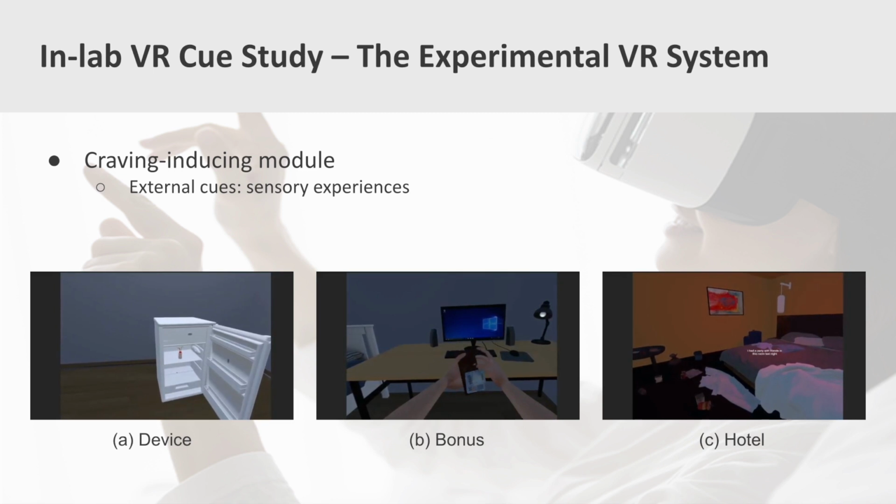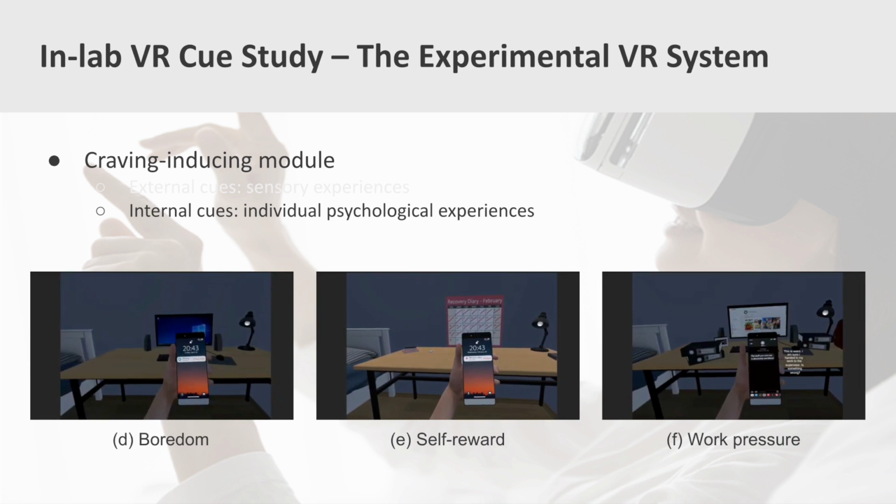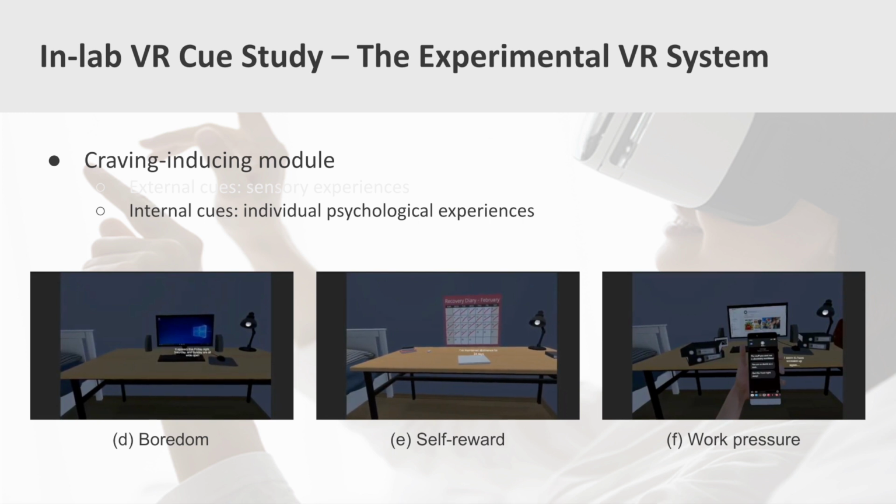We classified cues into two categories, including external and internal cues. External cues are related to sensory experiences, such as drug paraphernalia, getting unexpected cash bonuses, and being in a hotel room. And internal cues are based on individual psychological experiences, like feeling bored, seeking to reward themselves, and strongly negative moods. Each craving-inducing scenario featured either an exteroceptive or interoceptive cue, which lasted for a uniform duration of 90 seconds.